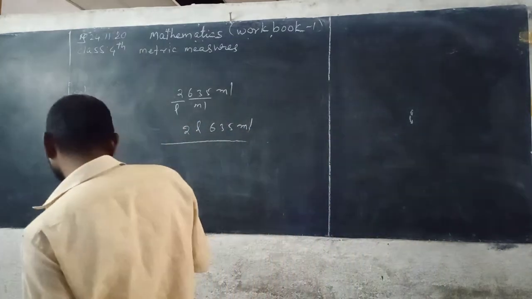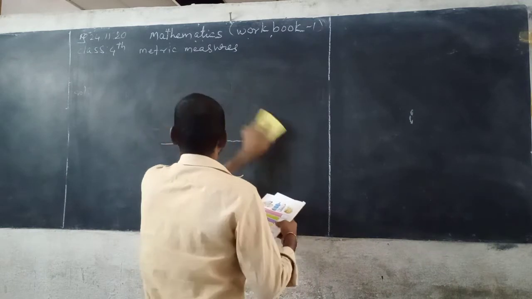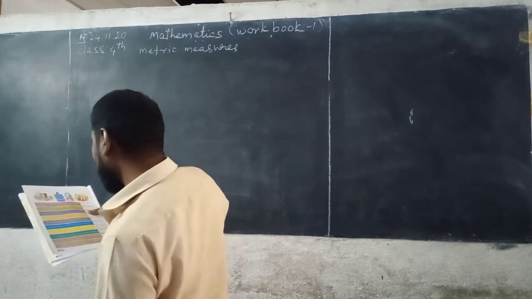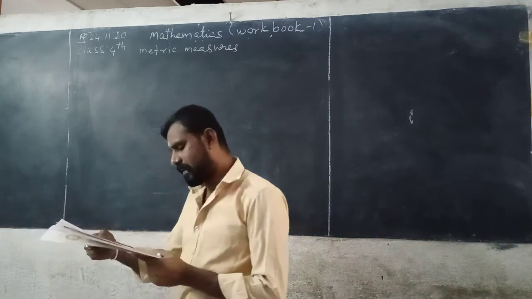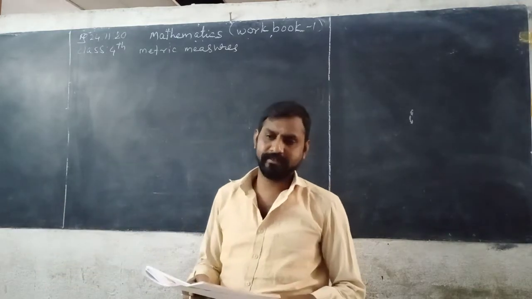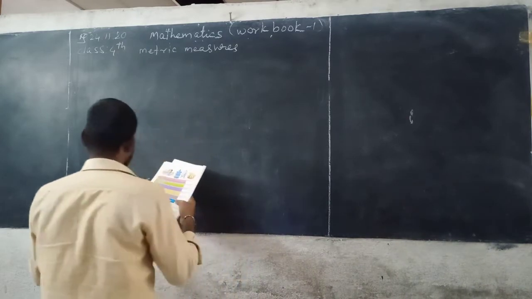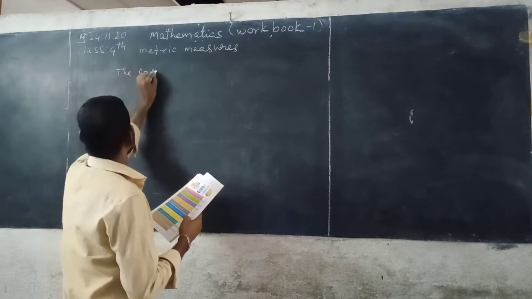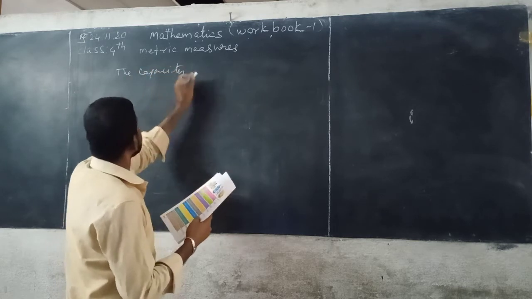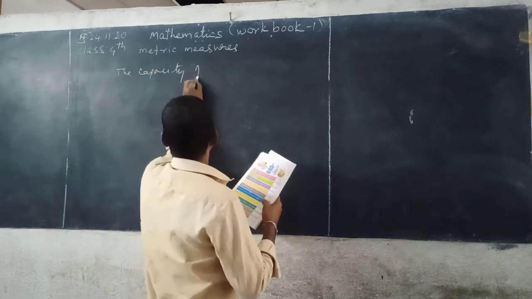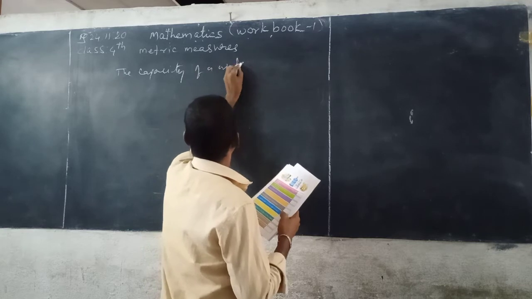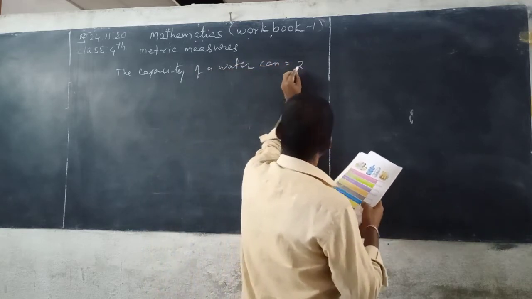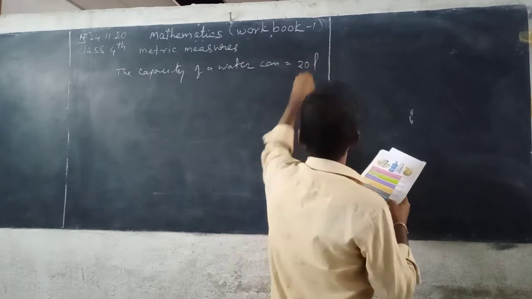Now next one is, the capacity of a water can is 20 liter. What is the capacity in milliliters? See here, the capacity of a water can is equal to 20 liters.